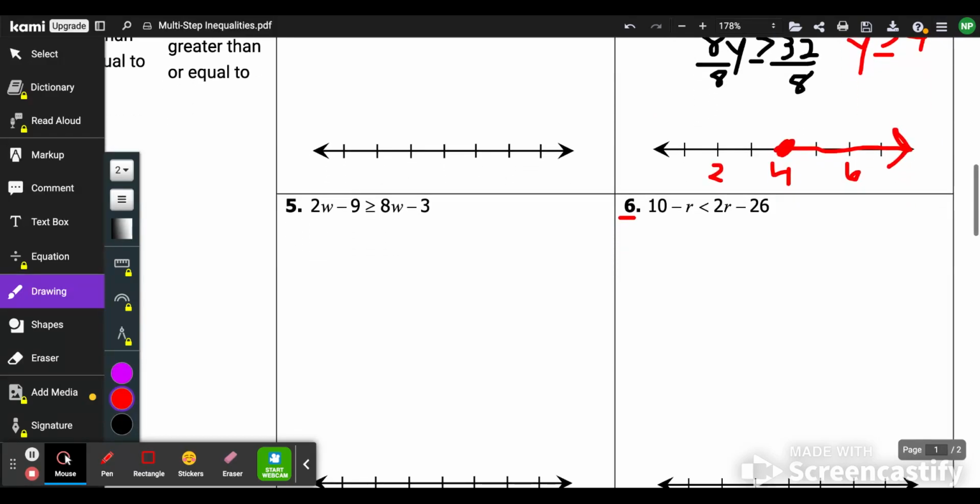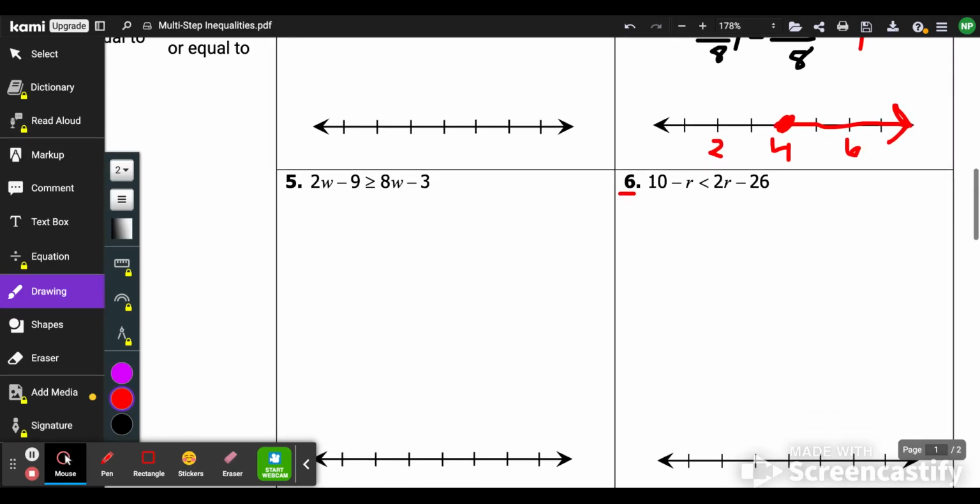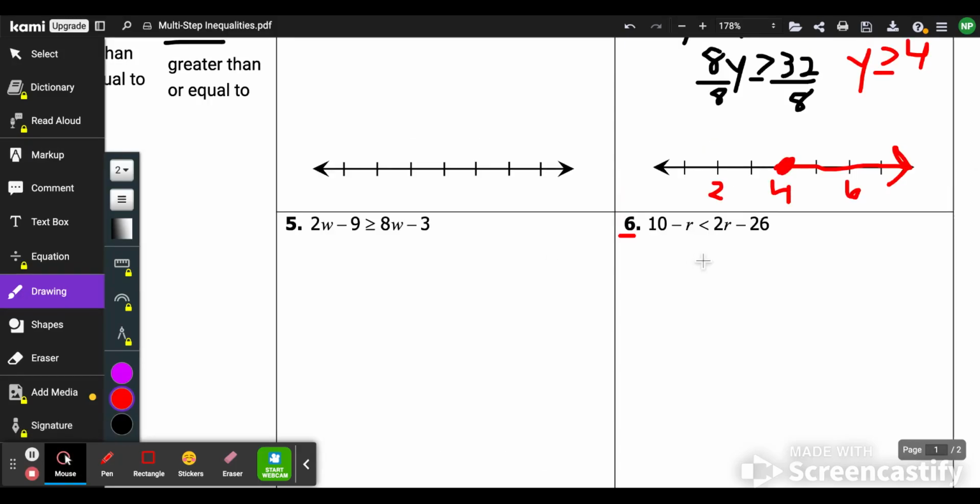Okay, we're going to skip to number 6. Alrighty, for number 6, and I chose this one solely because it has that negative variable. So let's start with this one.